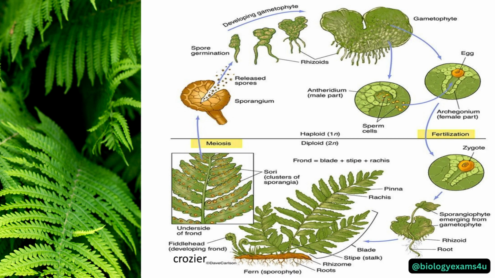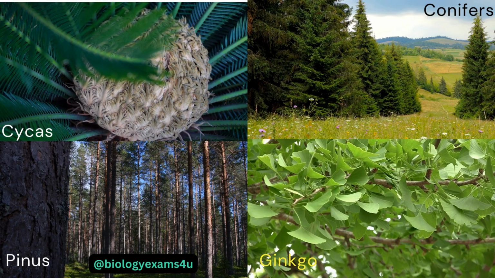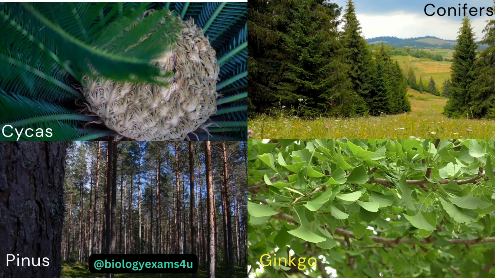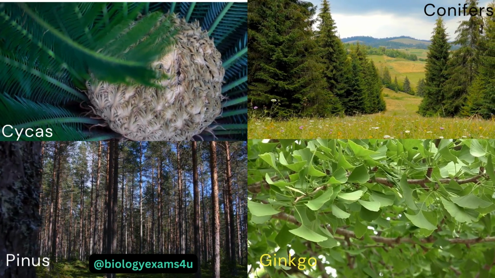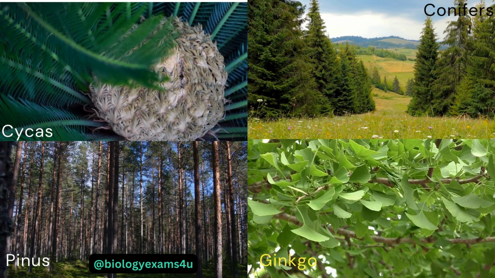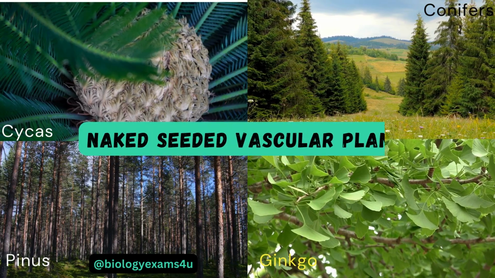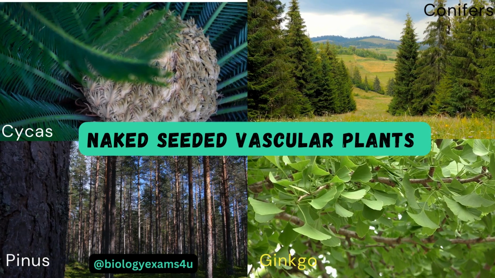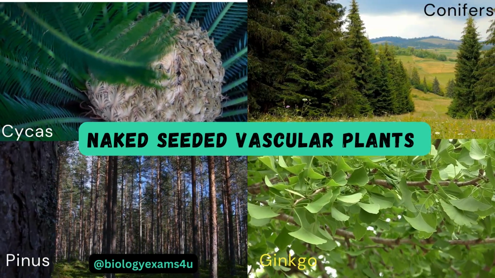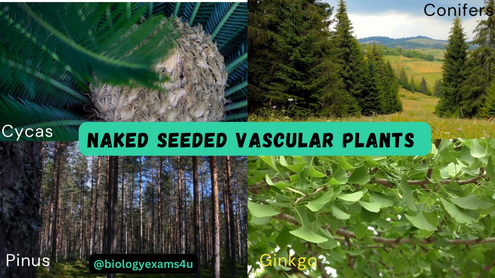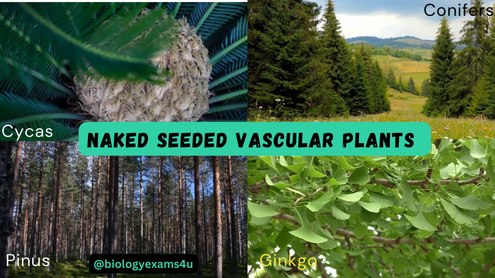Now moving on to the next group, the gymnosperms. Let us see some gymnosperms before moving into the characteristics. They are a group of seed-bearing vascular plants. Like pteridophytes, they have a dominant sporophyte, tall trees. The tallest plant is the redwood tree, the sequoia plant. It is called the giant redwood tree.